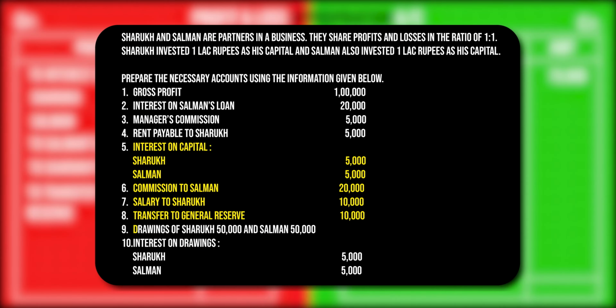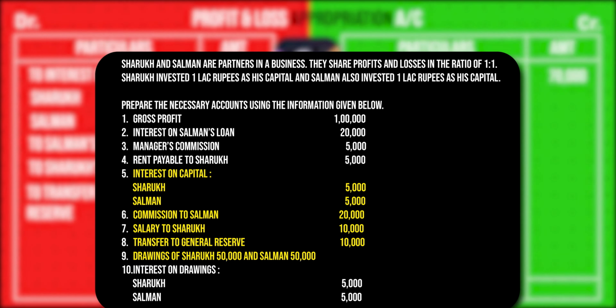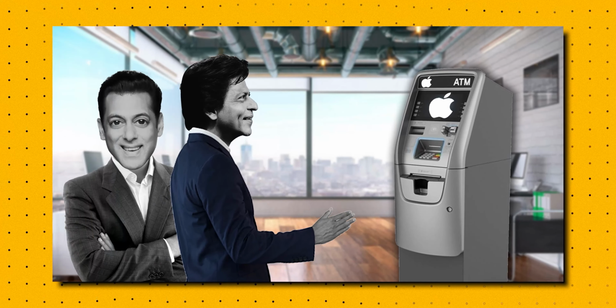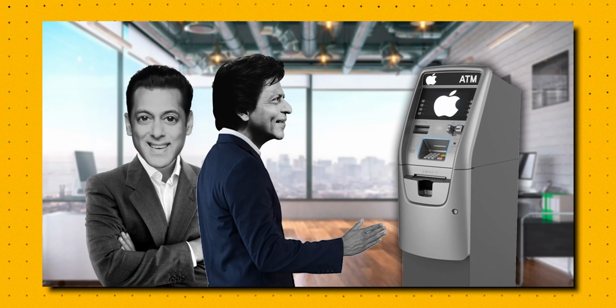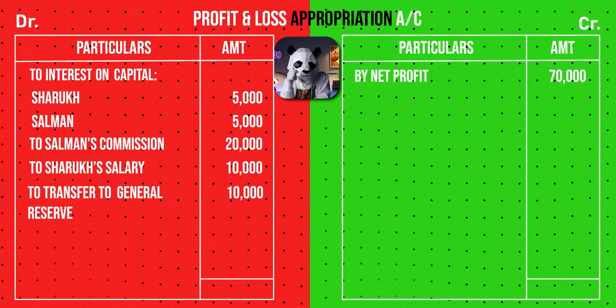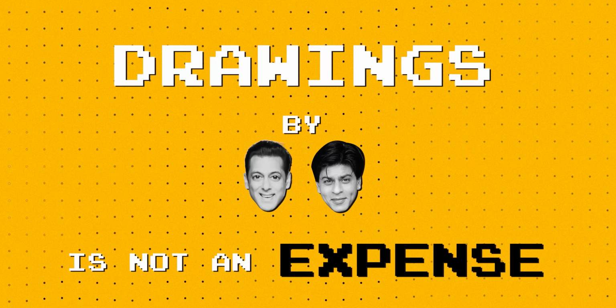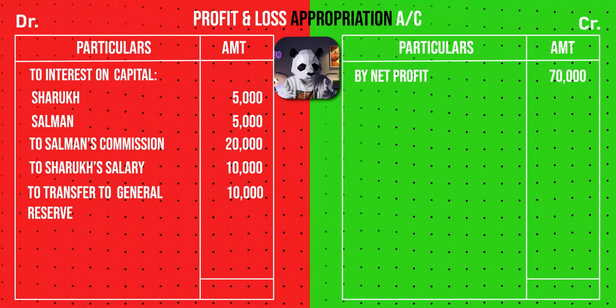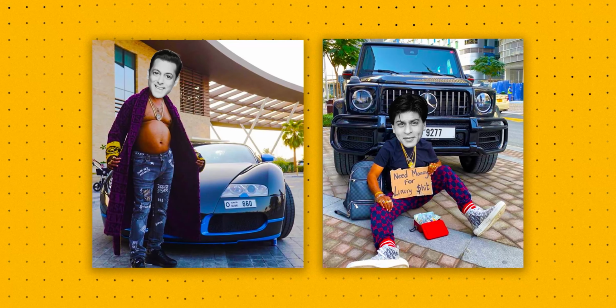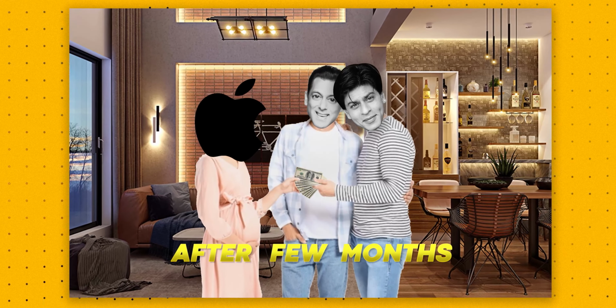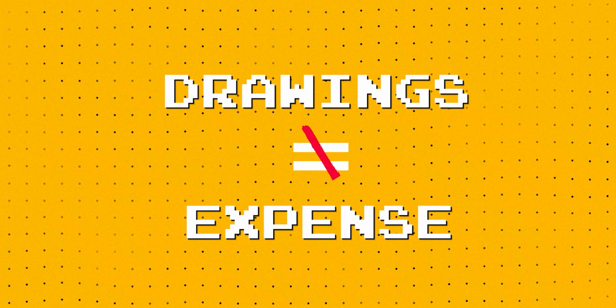Next we have drawings of Shah Rukh 50,000 rupees and Salman 50,000 rupees. Yes, when partners withdraw money, cash goes out from the business. It's true, but you need to understand one thing. Drawings by partners is not an expense for the business because partners have taken cash from the business for their temporary use and they will surely return it back soon. So you can't call it an expense.